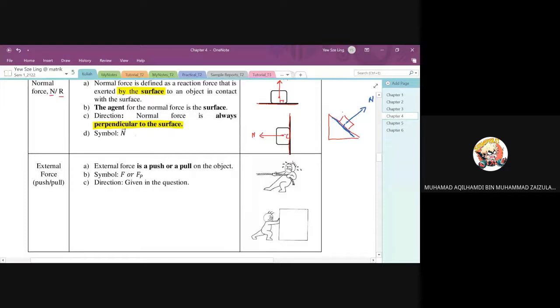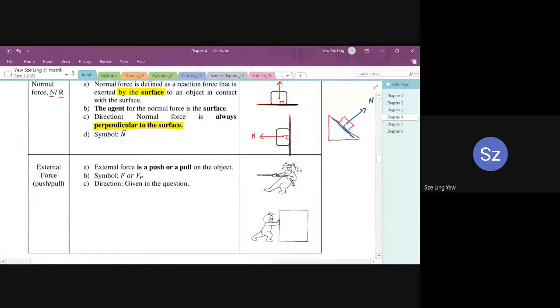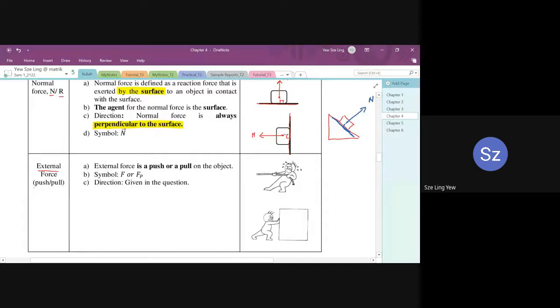Okay, the last one is the external force, or the other types of forces. We put it under external force. Most probably it refers to a pushing or pulling force. Either you pull or push an object.